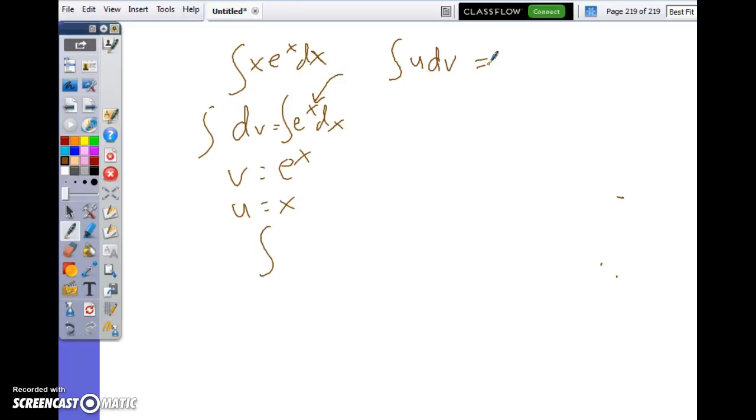So then therefore, what I can do is, the integral of u dv is equal to uv minus the integral of v du. So far, so good? Okay. So u we just said is x. v we just said is e to the x, minus the integral. What's v? e to the x. Now I've got to figure out what du is.